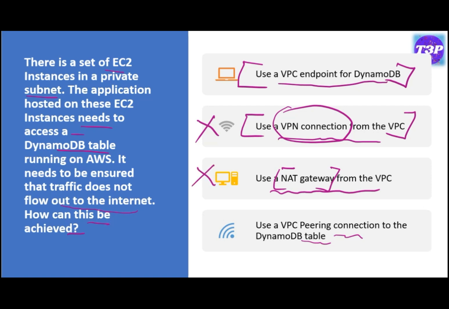And use a VPC peering connection to the DynamoDB table. As we know, VPC peering is required when we need to connect multiple VPCs, right? It's like a peering, so that also will not help in this case. So these three options are wrong. Our choice for this question will be use a VPC endpoint for DynamoDB. Let's talk about the next question now.